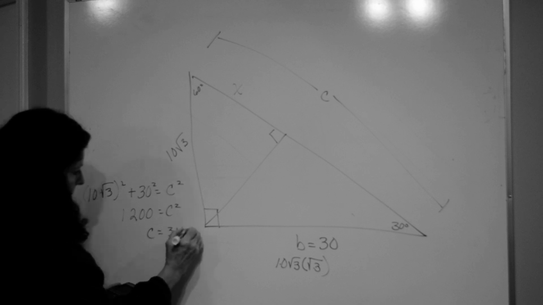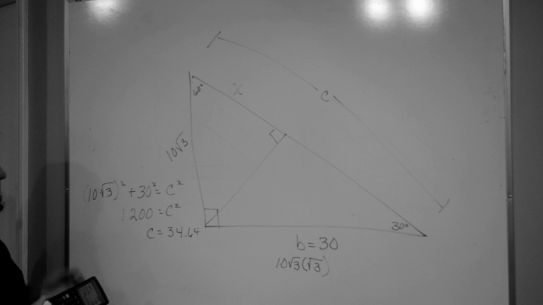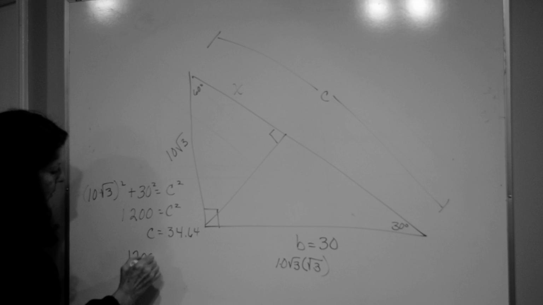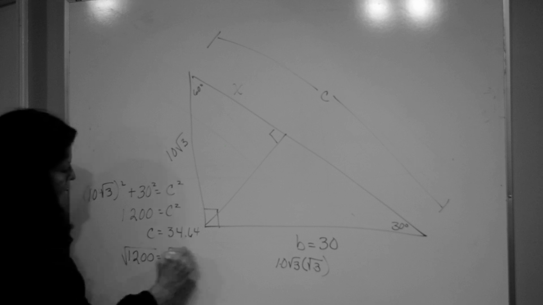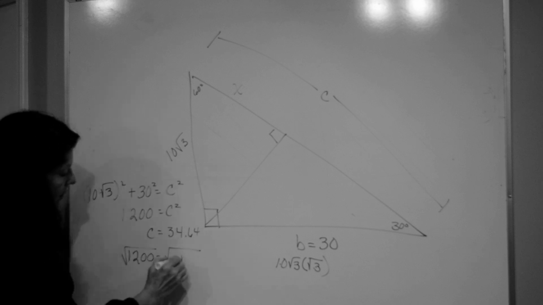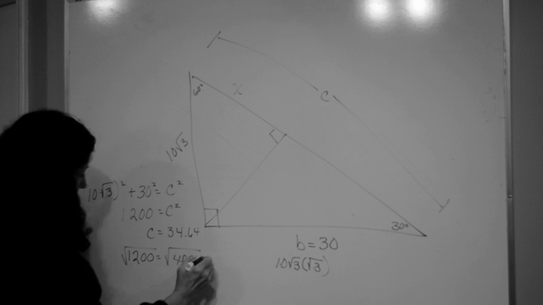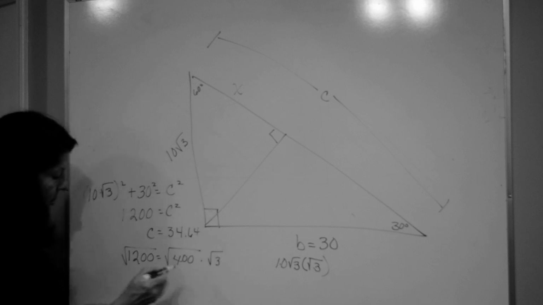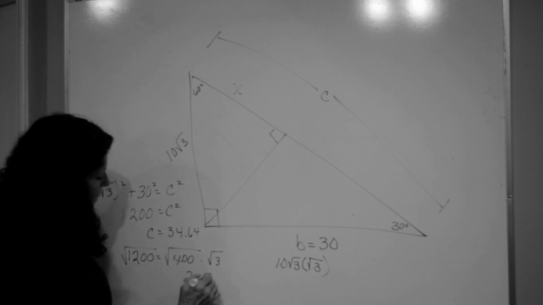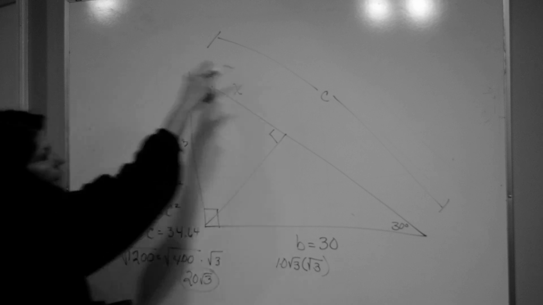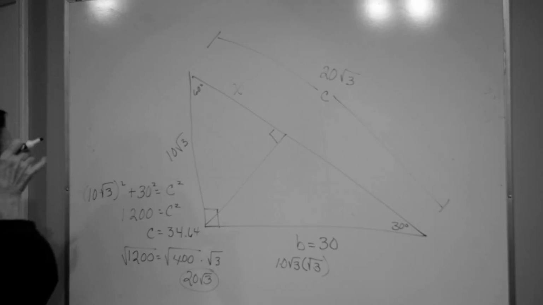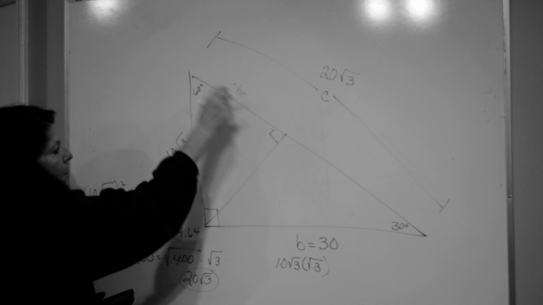But I can also break it down by maybe dividing it by something I know I can take the square root of. So the square root of 1200 is the same thing as, let's say, 400 times the square root of 3. So the square root of 400 is 20, so I have 20 on the square root of 3. Okay, so that is going to be my whole c, 20 on the square root of 3.